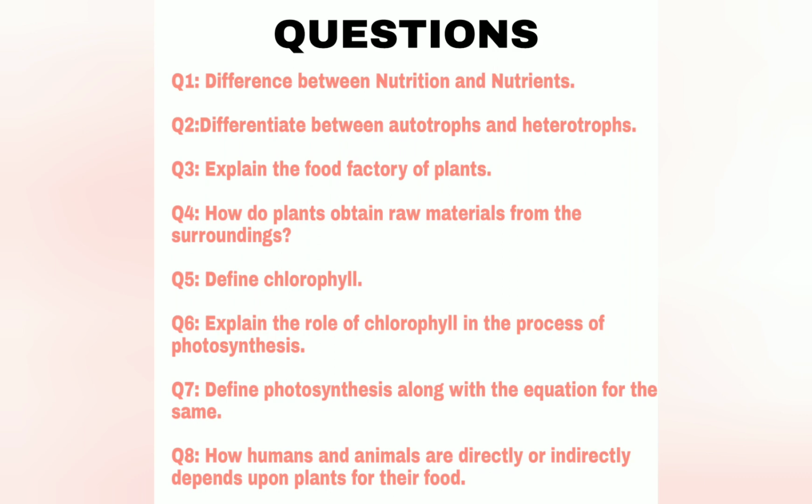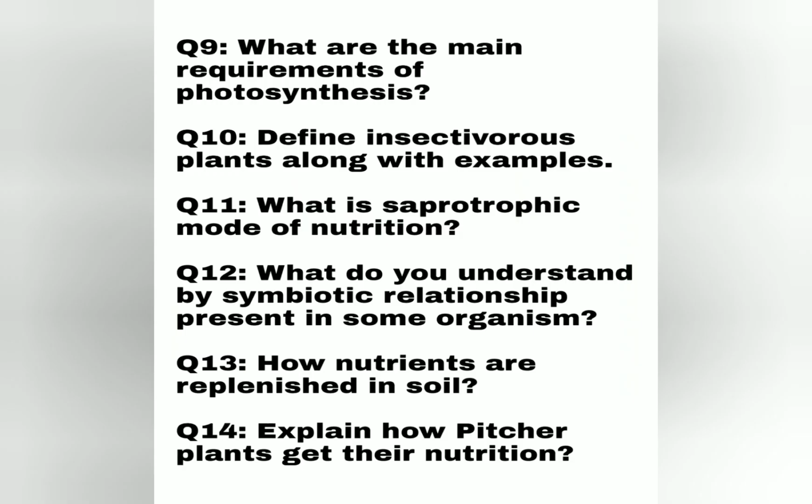7. Define photosynthesis along with the equation for the same. 8. How do humans and animals directly or indirectly depend upon plants for their food? Question number 9. What are the main requirements of photosynthesis? 10. Define insectivorous plants along with examples.